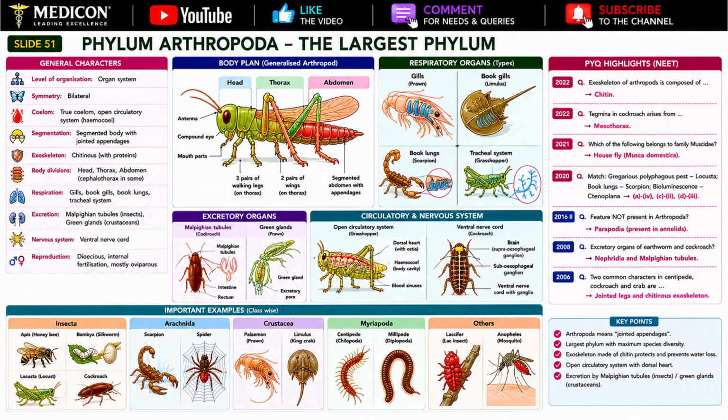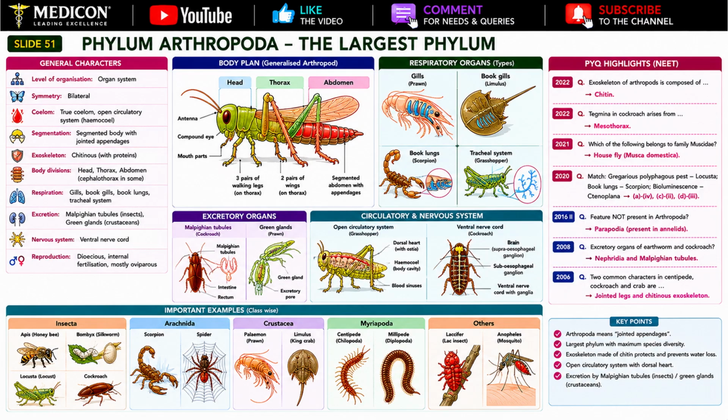Body plan generalized in arthropods. The head, thorax and abdomen have segments, and there are appendages also. Three pairs of walking legs on the thorax, two pairs of wings on the thorax, and a segmented abdomen with appendages can be seen. Respiratory organs: in prawns there are gills, in Limulus there are book gills, in the scorpion there are book lungs, and in the grasshopper there is a tracheal system.